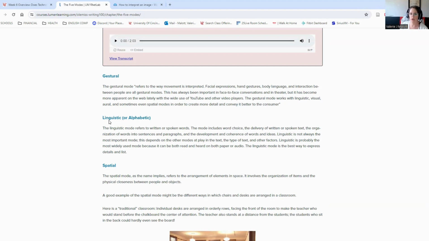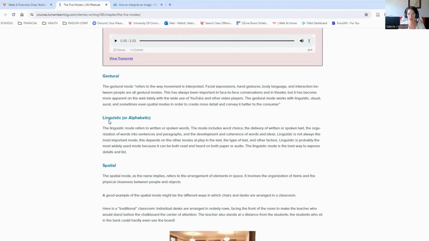Here, especially with linguistic or alphabetic, if you have chosen an article or an essay or a written speech to analyze, you are going to be focusing on how that creator has used the written word to communicate. So things include word choice, delivery of the text, organization of the words into sentences and paragraphs, and so on and so forth.